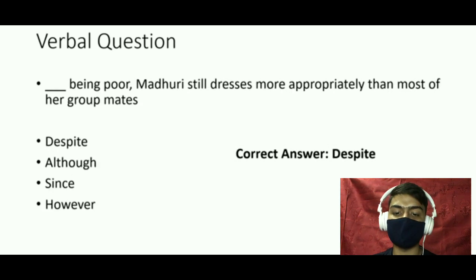The next verbal question is, "Despite being poor, Madhuri still dresses more appropriately than most of her groupmates." So the options are despite, although, since, however. So the correct answer is despite. So the sentence here means that being poor, Madhuri still dresses more appropriately than most of her groupmates. So the meaning is, even though she is poor, she still dresses more appropriately.